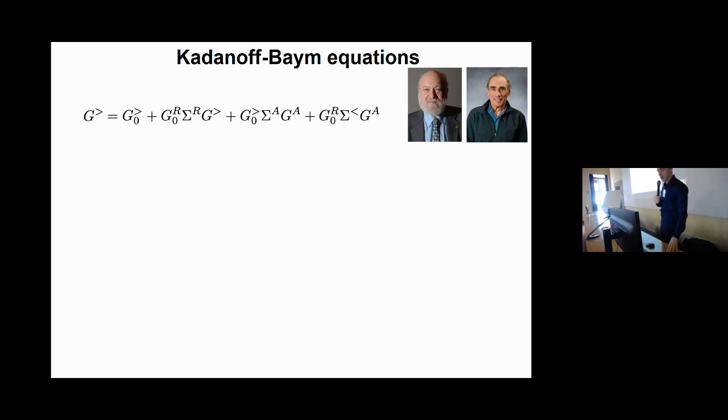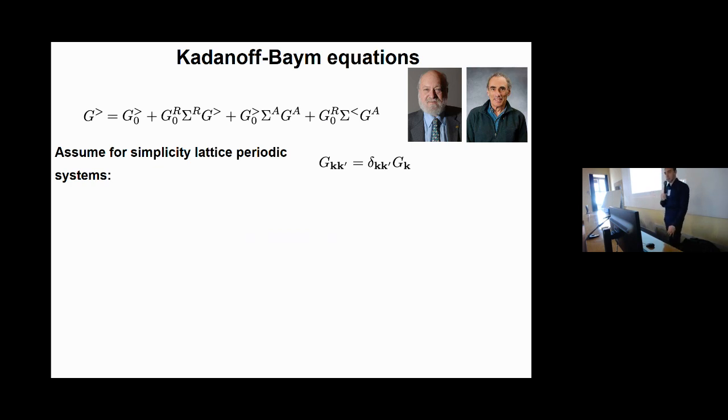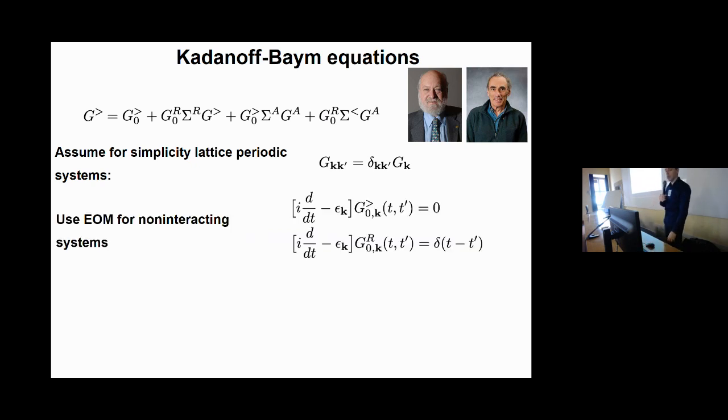Now let me restart from here, and for simplicity, assume that we deal with a lattice periodic system, so that the Green's function is diagonal in k-space. And now we use the equation of motion for the greater and the retarded Green's function in a non-interacting system. Everything is simple when it's non-interacting. These are actually two equations that you can derive extremely easily. If you are interested, in 15 minutes we can derive these equations.